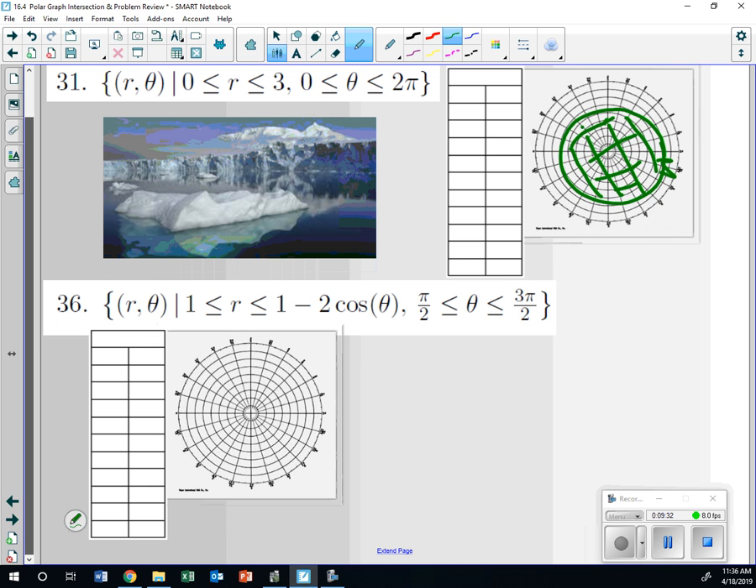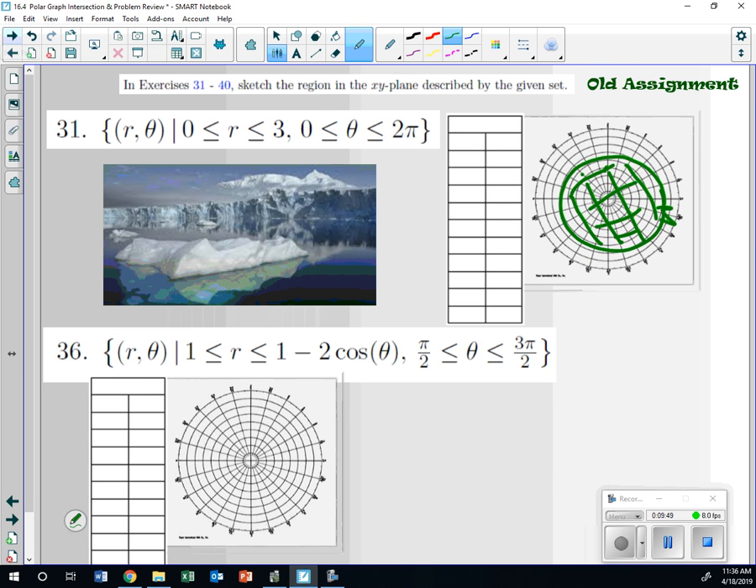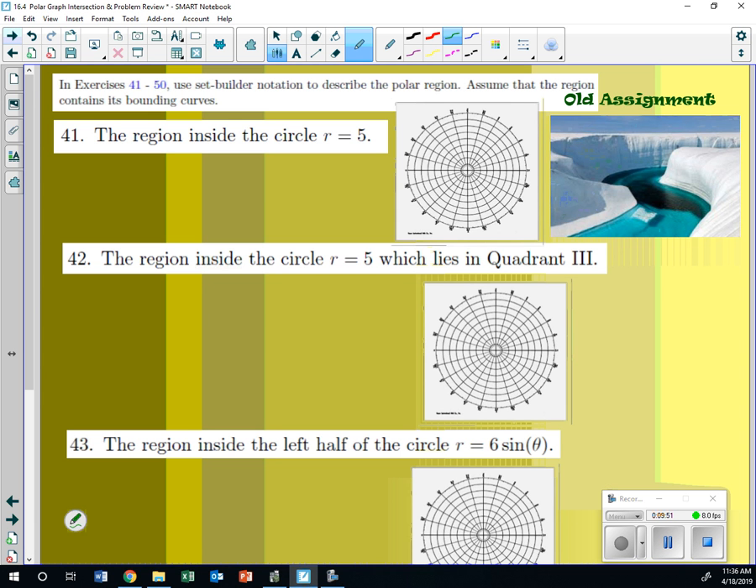This one's going to be an actual graph, and r is going to be between 1 and 1 minus 2 cosine. So you'd have to graph this and then think pi over 2 to 3 pi over 2. I'll let you do that on your own. And then on the next page, we're going to make our own set notation.